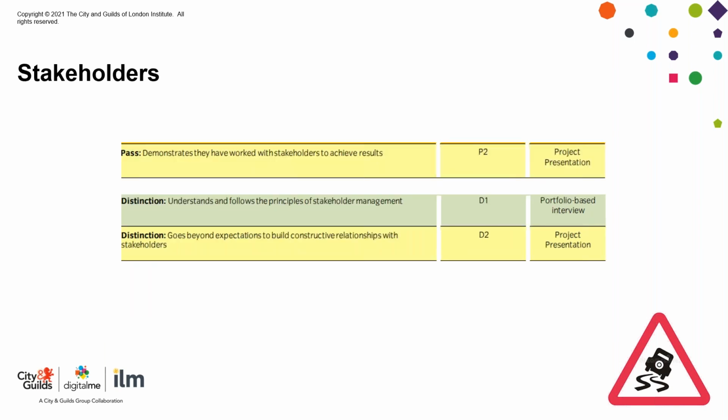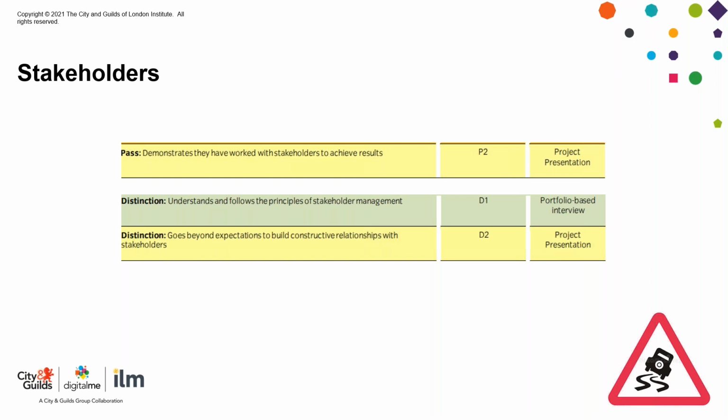So, stakeholders, another area which can be evidenced in either of the two assessment methods. The path is straightforward, evidence naturally and directly relates to the distinction criteria of going beyond expectations, not just making a cup of tea, but doing something outside their normal job role.